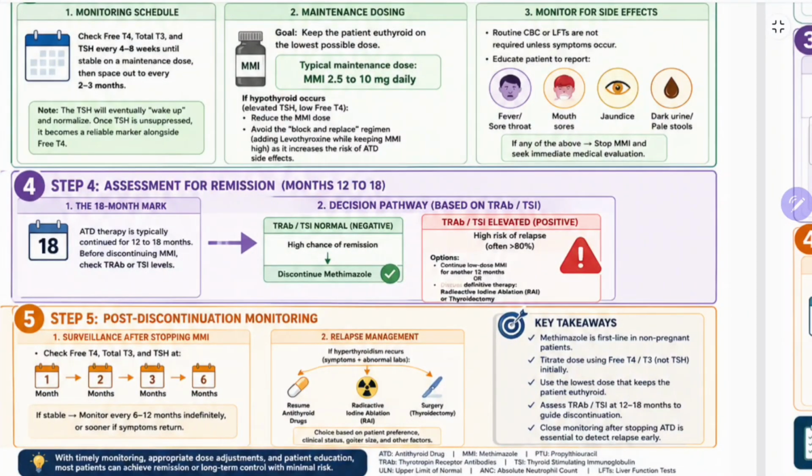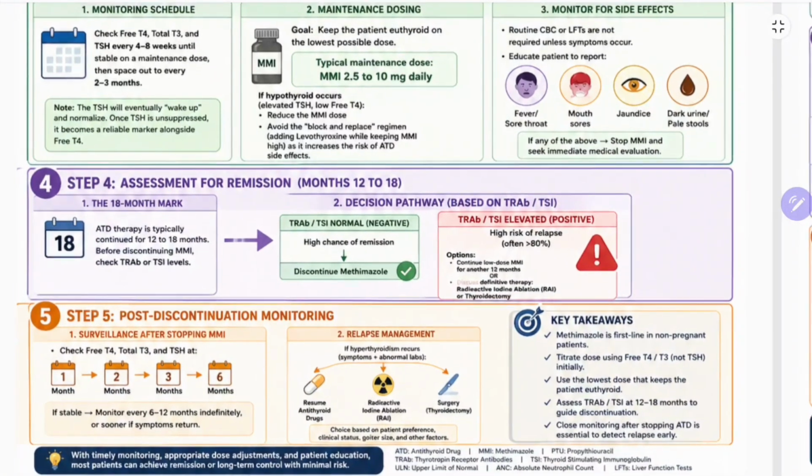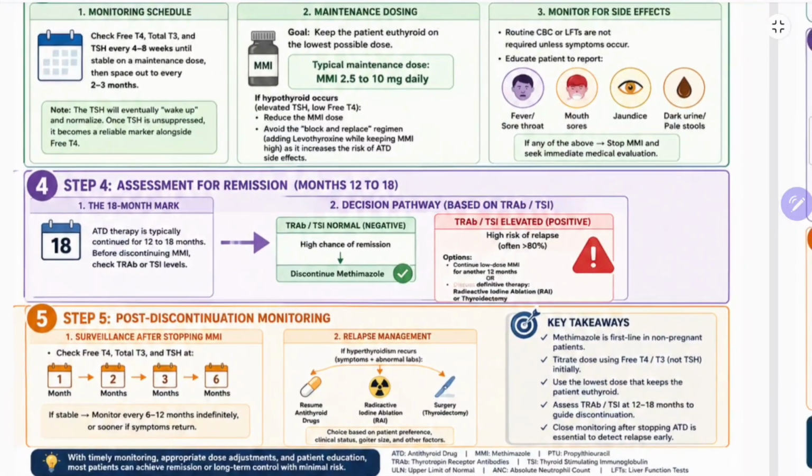Maintenance dosing. So maintenance dosing will be, so goal is to keep the patient euthyroid on lowest possible dose. So usually it will be 2.5 to 10 mg daily. Now if the patient becomes hypothyroid, okay, elevated TSH and low free T4, then reduce the methimazole dose.